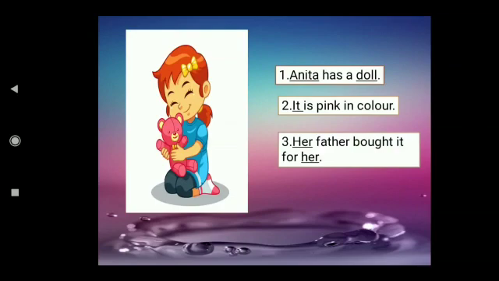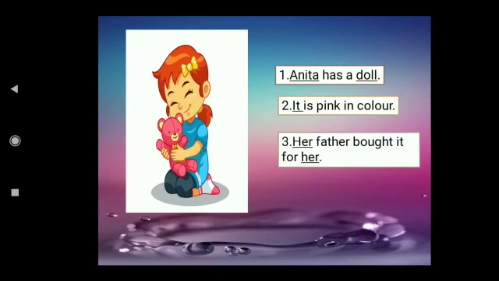So Anita. Next, what is the color of the teddy bear? That is pink color. So the teddy bear, we know this is an object, not a person. It's just a thing, right? It's a non-living thing. So we use it. What do we have to use? It. So it is pink in color. See, in the first sentence you already said Anita has a doll. So instead of saying the doll is pink in color, you are saying it is pink in color.